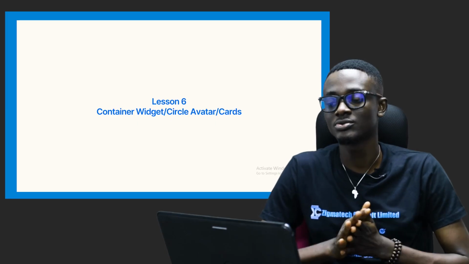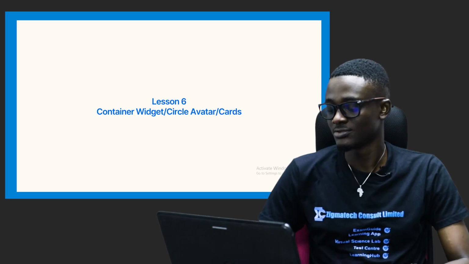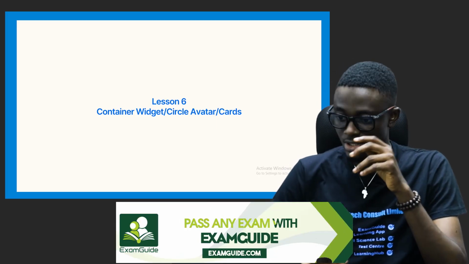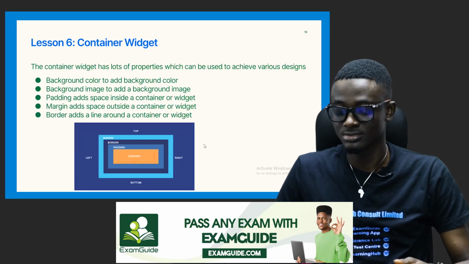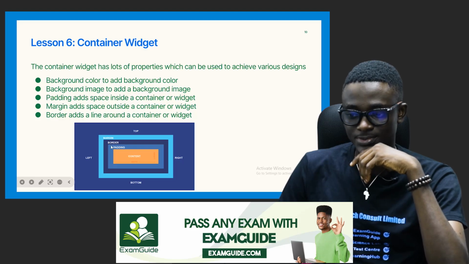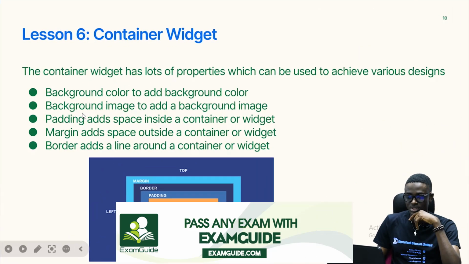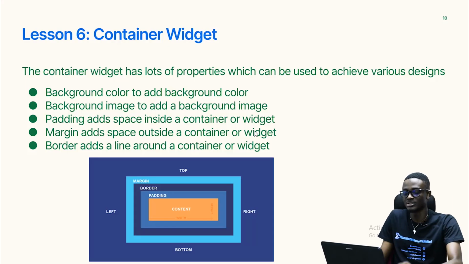So we'll be looking at the container widgets, the circle, avatar, and the cards. Very quickly, the container widget basically looks like a container in HTML if you're used to HTML. It has all these properties: a background color, a background image, padding, margin, and border. Right? So how can we now implement this?